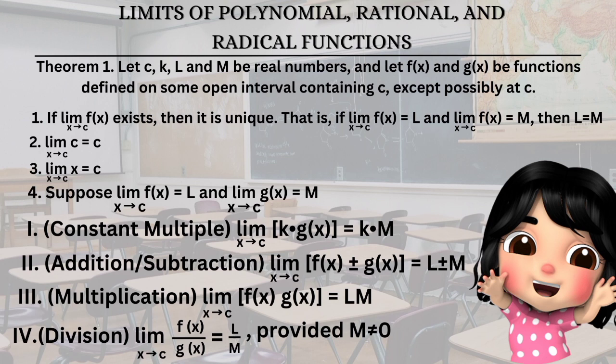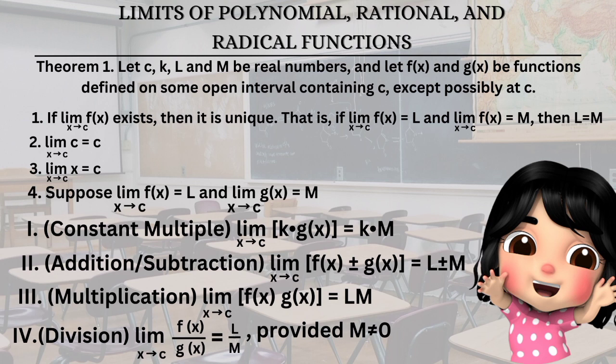Number 2. Limit C as x approaches C equals C. Number 3. Limit of x as x approaches C equals C. Number 4. Suppose limit f of x as x approaches C equals L, and limit g of x as x approaches C equals M. Constant multiple. Limit of k times g of x as x approaches C is equal to k times M. Addition or subtraction. Limit of f of x plus or minus g of x as x approaches C is equal to L plus or minus M.